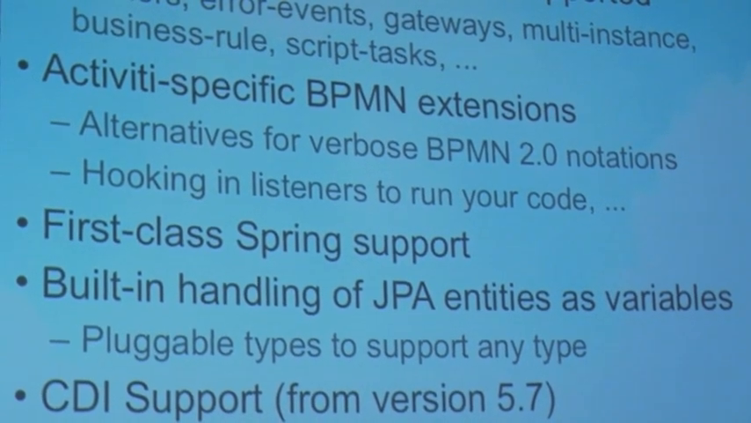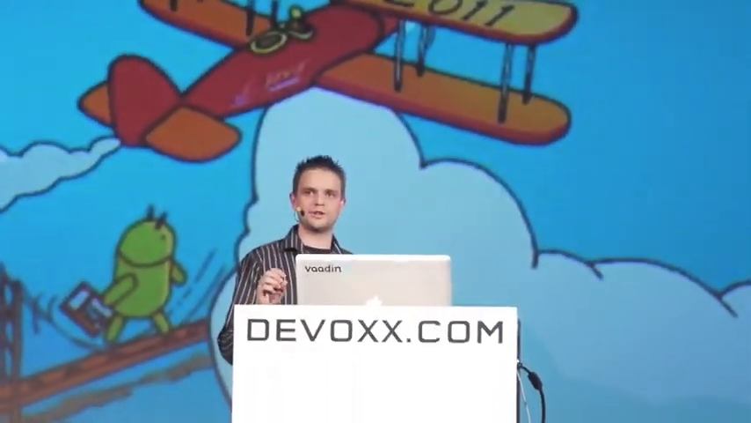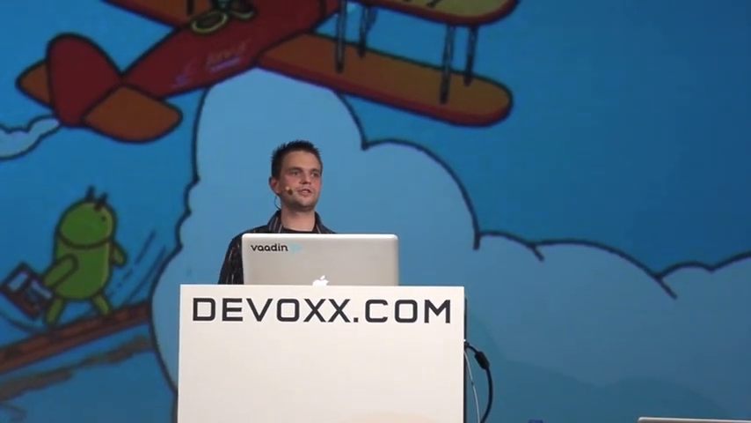We also have some Activiti extensions, which make the XML you create a bit shorter. So if you really want to write a process in XML, we allow some shorthands to make it less verbose. There's also first-class Spring support, so if you want to build a wider application in Spring, it's just tailored for that. We have some built-in handling for JPA entities, so you could basically stuff anything in the process as a variable. But if you use JPA entities, instead of serializing the whole entity, you just keep a reference and later fetch it from your entity manager.